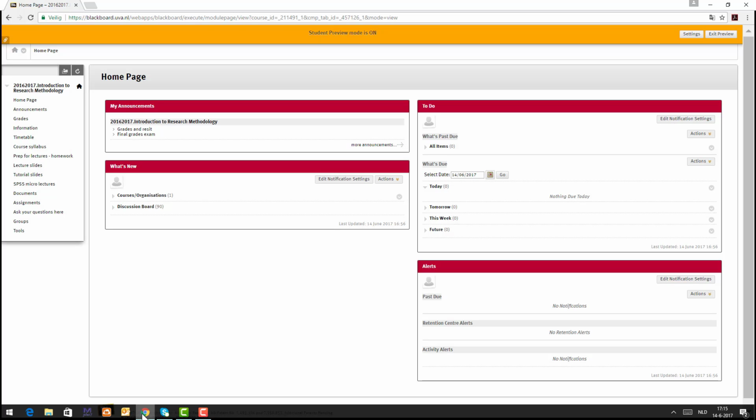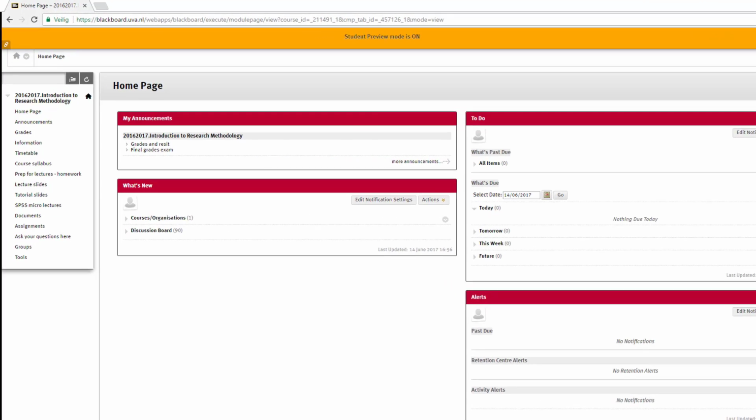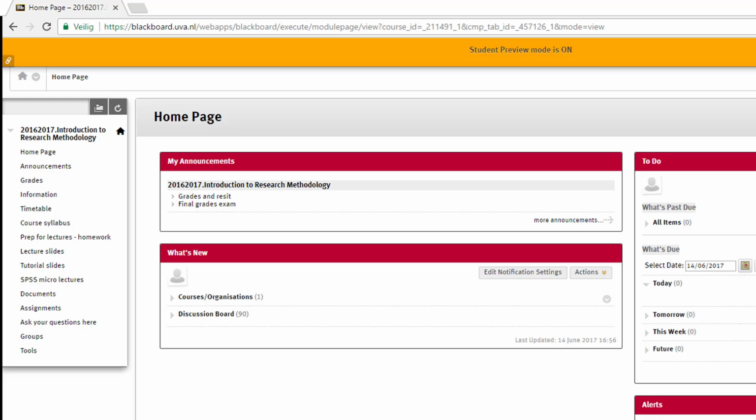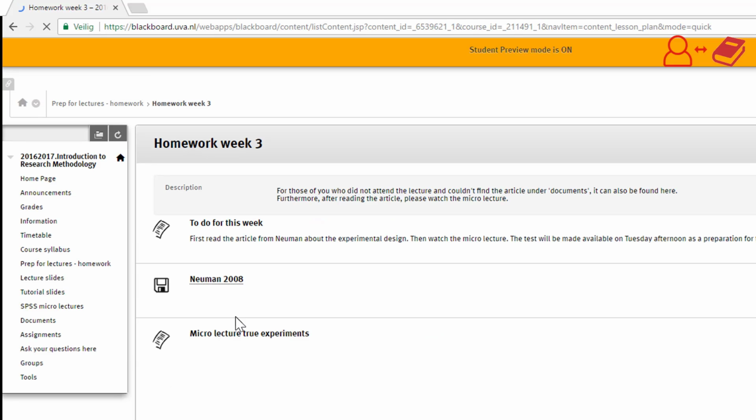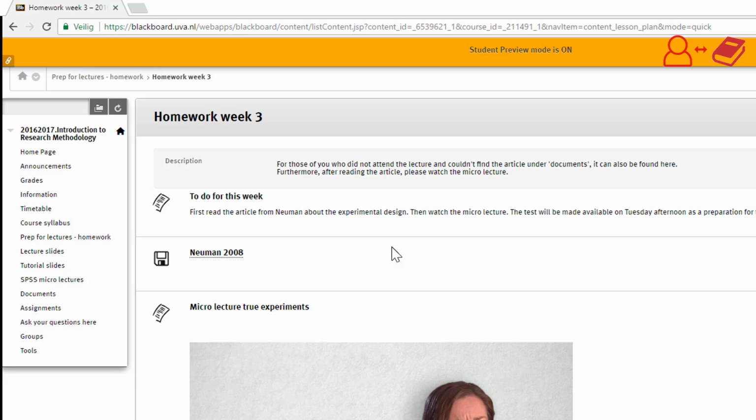So this is what the students saw, and the first blended element is that every week I uploaded instructions for that specific week. So that looked like this. You can see homework for every week. For example, in week 3 I explained how students could best prepare for the lecture, and that was about experiments. And I told them what to read.